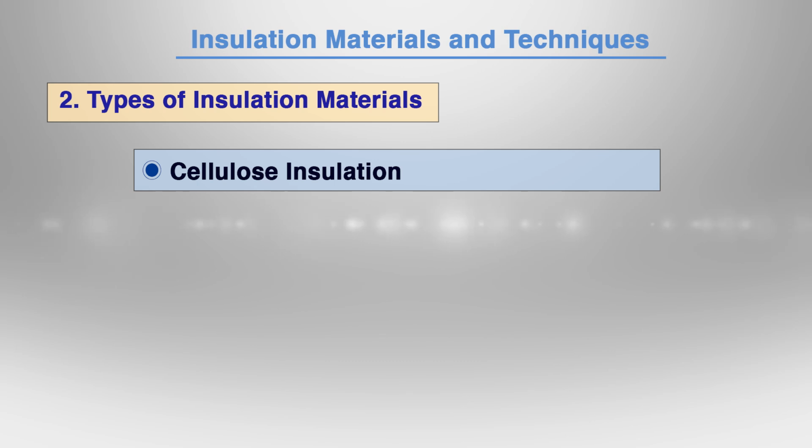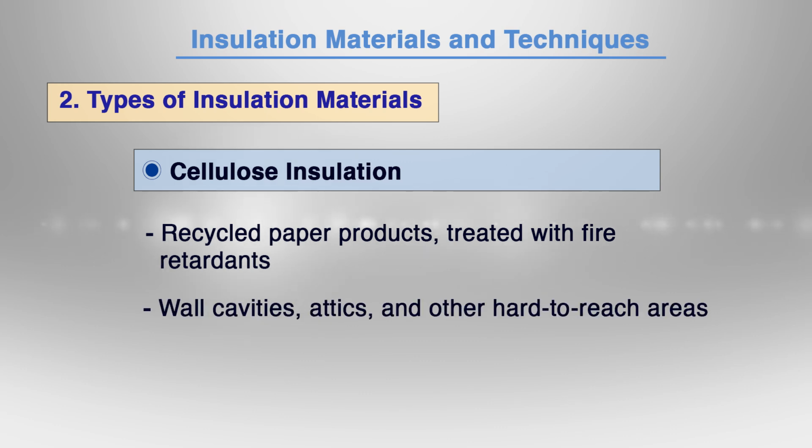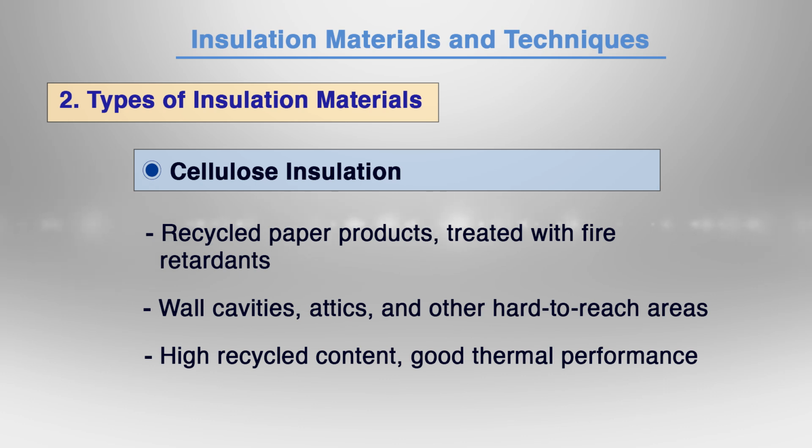Third one is cellulose insulation. Properties: made from recycled paper product, treated with fire retardant. It also has some applications. It is used in wall cavities, attics and other hard to reach areas. It also has some advantages like high recycled content, good thermal performance, etc. It also has some disadvantages: can settle over time requiring reapplication.